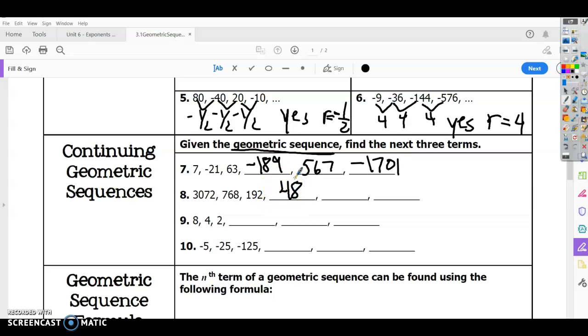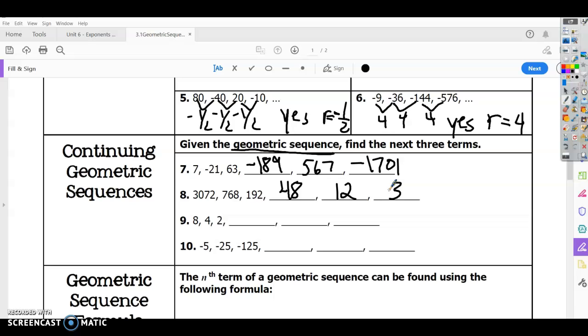All right, 48 times 0.25 is 12. So you're just dividing that by 4 basically. Multiplying by 1/4 is the same as dividing by 4. So 12 times 1/4 is 3.